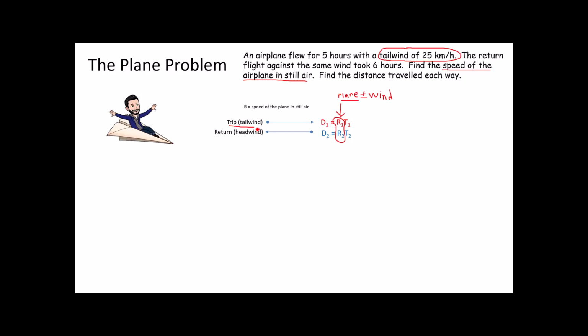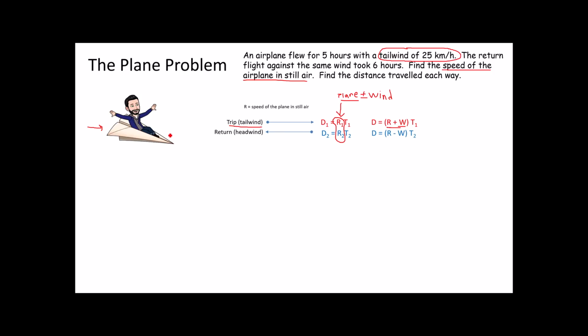Let's talk about the tailwind. In a tailwind, the wind is blowing from behind the plane and it's helping me to go faster. So whatever the rate of speed for my plane is, the wind is going to increase that. So my rate of speed for R1 is actually the sum of the plane and the wind. And I still have my time.